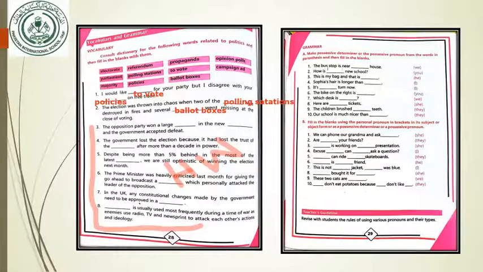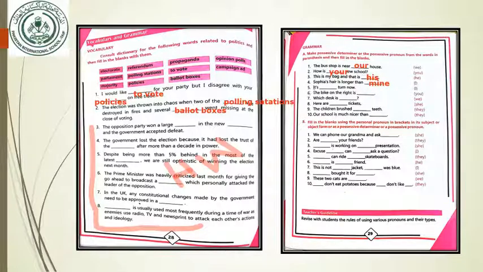Okay, number one: The bus stop is near dash house. Now we is given. What is the possessive of we? Our. Yes, the bus stop is near our house. Number two: How is dash new school? How is your new school? Yes. Number three: This is my bag and that is his. Good. Number four: Sophia's hair is longer than I is given. So we will write mine.